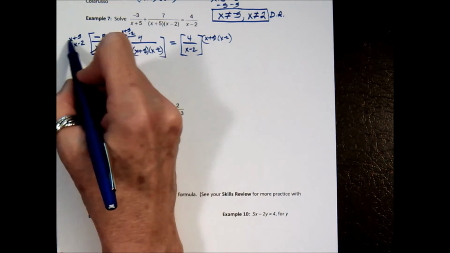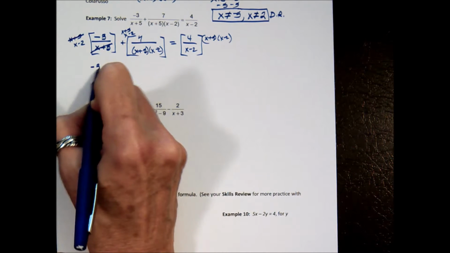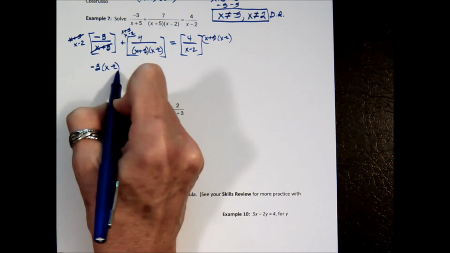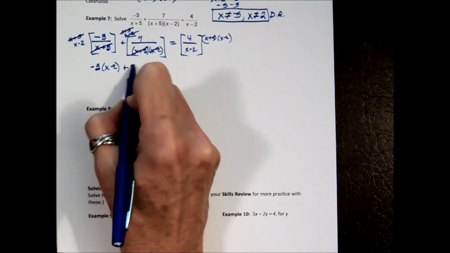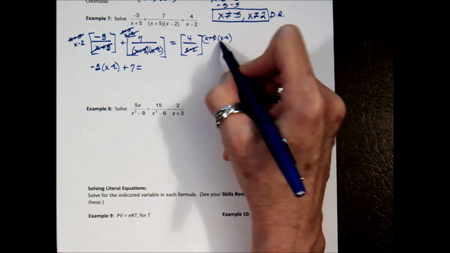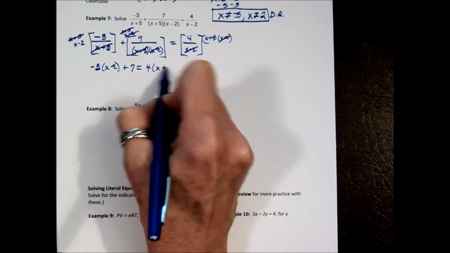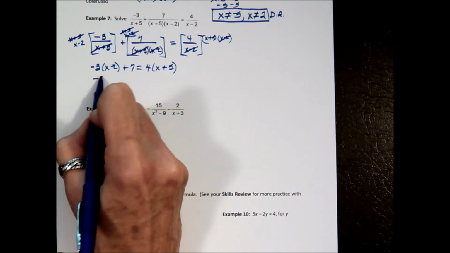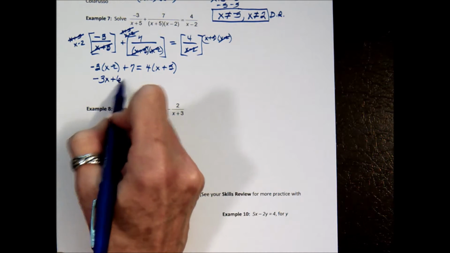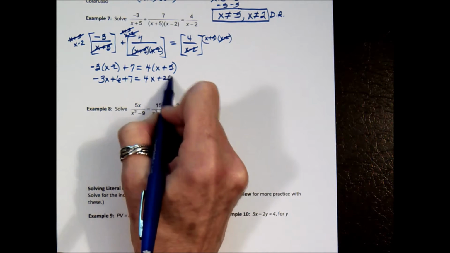X plus 5 cross cancels x plus 5. What's left is negative 3 times x minus 2. These two both cross cancel, so plus 7. X minus 2 cross cancels x minus 2, and I have 4 times x plus 5. Now I'm going to distribute, so minus 3x plus 6 plus 7 equals 4x plus 20.